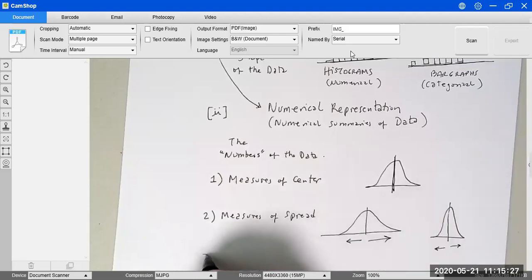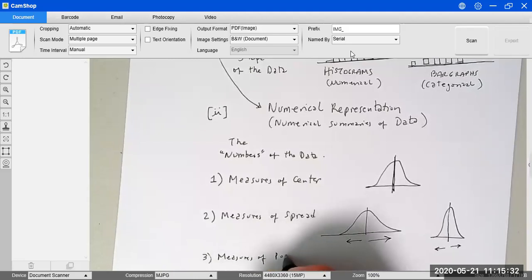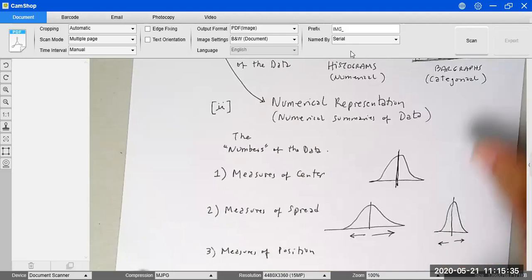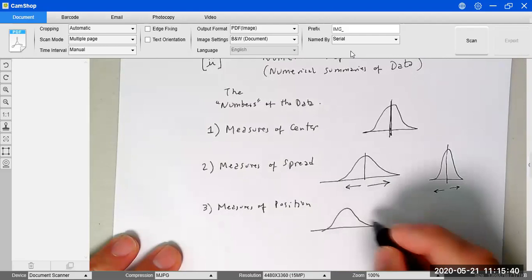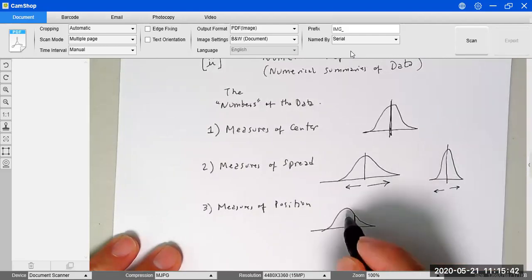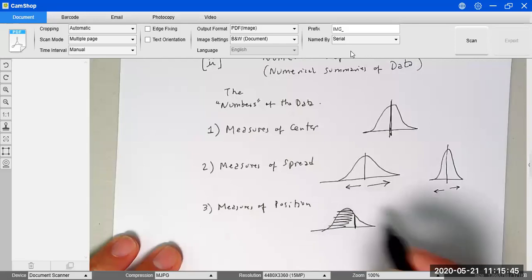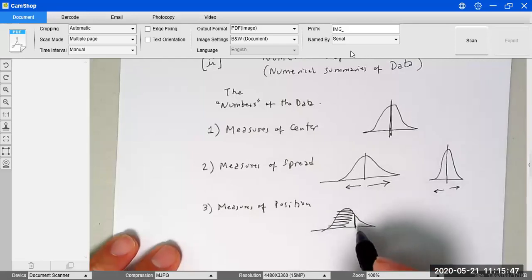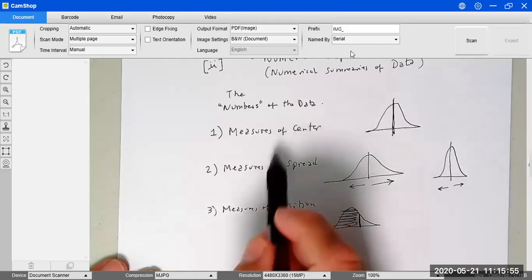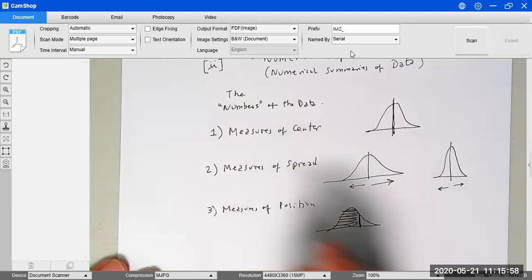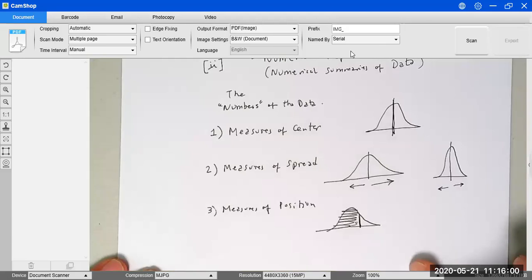And finally, there are going to be measures of position. These are measures that are going to give you proportions. So, for example, given a value, you're going to know what is the proportion of data on the left and what is the proportion of data on the right of that value. So those are going to be measures of position. We're going to have one section per one of these different categories of measures. So we're going to start with measures of center.